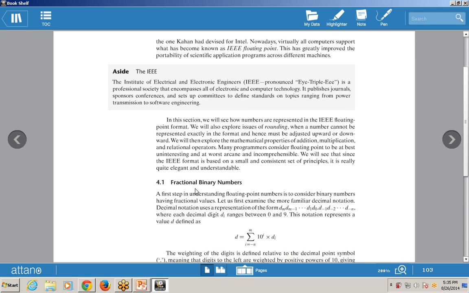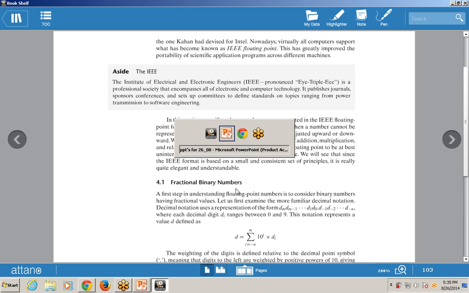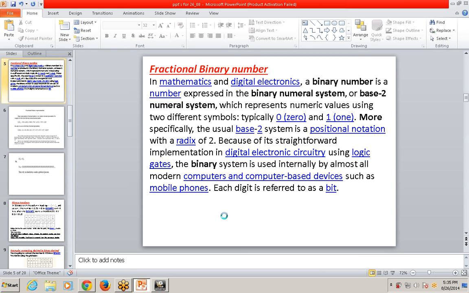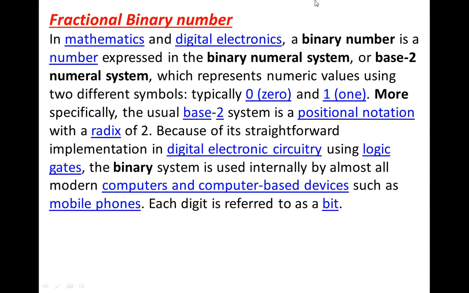Now, the next topic is fractional binary numbers. How we can calculate binary numbers with the help of floating point representation. This says that in mathematics and digital electronics, a binary number is a number expressed in the binary numeral system, or base 2 number system, which represents numeric values using two different symbols, either 0 or 1. More specifically, the usual base 2 system is a positional notation with a radix of 2.